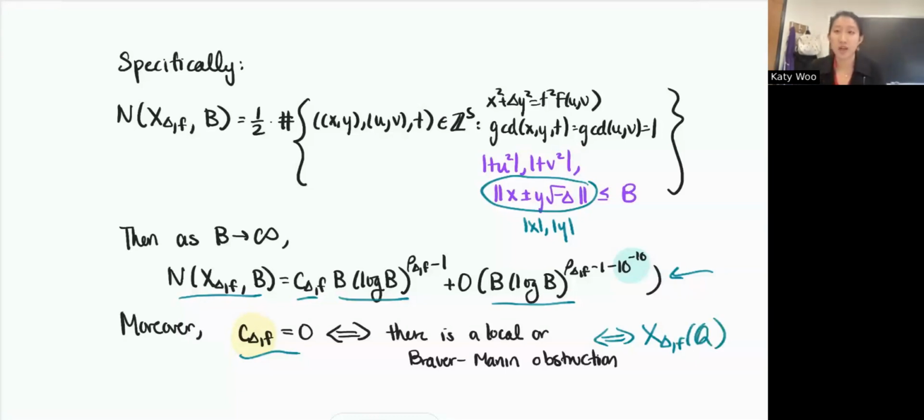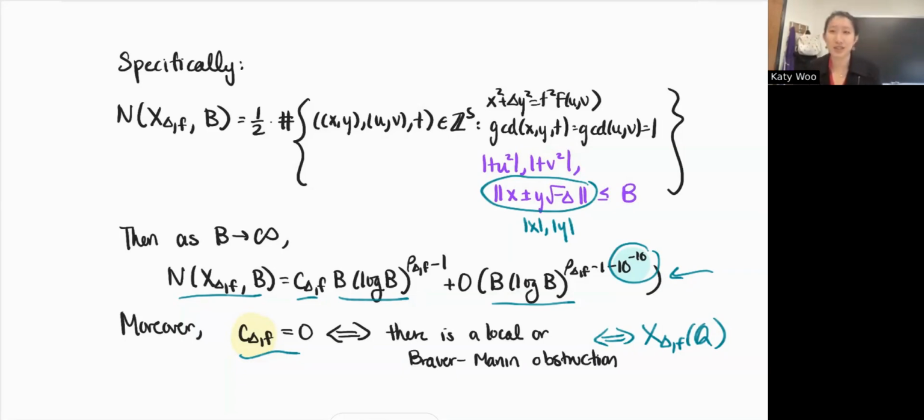So I want to make a few comments about this statement. So first off, this error term here with the savings of log b to the negative 10 to the negative 10, it's not optimized, but I think that there's a limit to the method where the limit's somewhere around log b to say negative 1 over 1,000. So it's still a small power of log b. It just maybe doesn't have to be this small a power of log b.